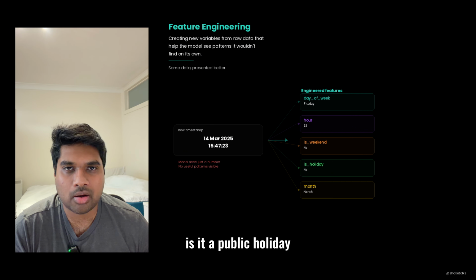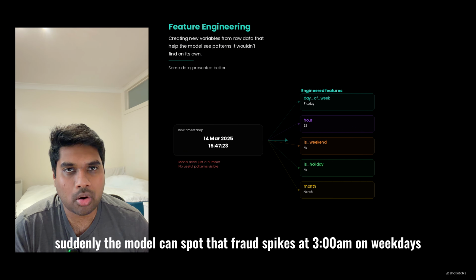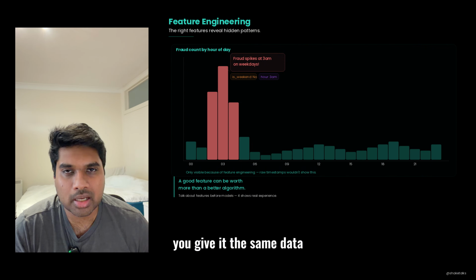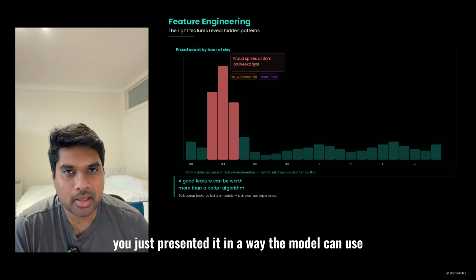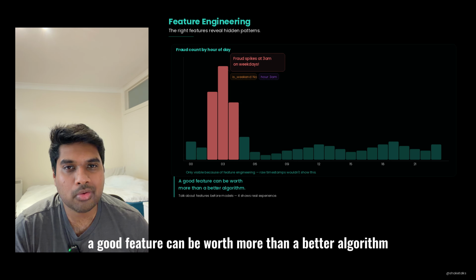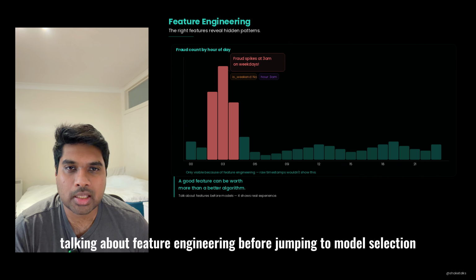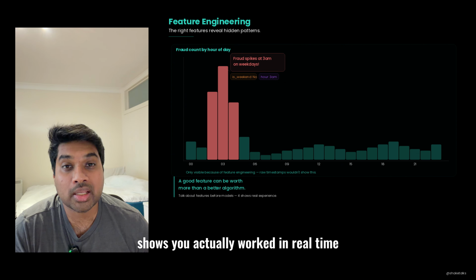Is it a public holiday? Suddenly, the model can spot that fraud spikes at 3 a.m. on weekdays. You give it the same data, you just presented it in a way the model can use. A good feature can be worth more than a better algorithm. In interviews, talking about feature engineering before jumping to model selection shows you actually worked in real time.